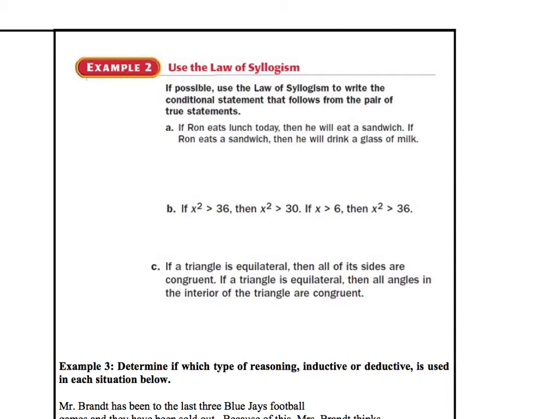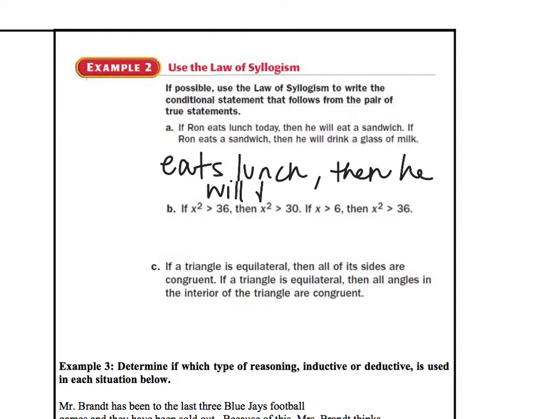Cool. If Ron eats lunch today, then he will eat a sandwich. If Ron eats a sandwich, then he will drink a glass of milk. So let's fast forward through it, first thing to the last thing. So if he eats lunch, then he will drink milk. Okay, they're not always back-to-back like that, so you have to pay attention.